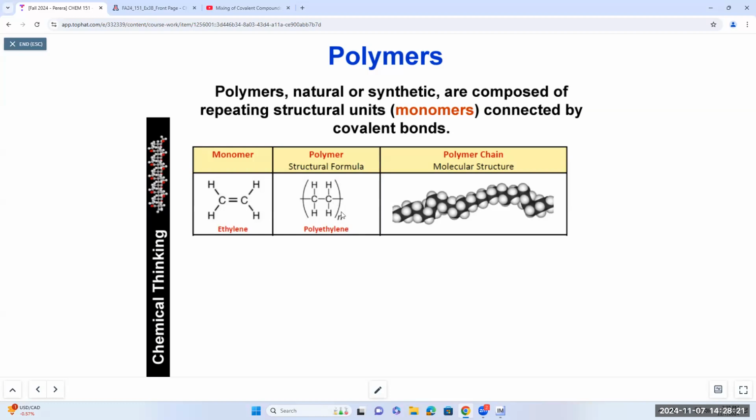I prefer line structures for this, but you can draw the Lewis structures as well. And the monomer of polyethylene has a double bond, an extra bond between these two carbons. That's it. All right. And does anybody have polyethylene today?